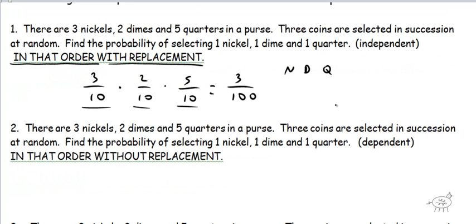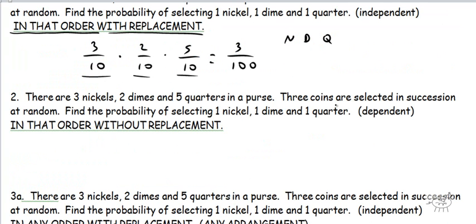Okay? All right, let's look at number 2 here. Same scenario, 3 nickels, 2 dimes, 5 quarters. Same thing, 3 coins are selected at random. Find the probability of selecting a nickel, dime, and quarter in that order. So again, here's the key phrase, in that order, without replacement. Now this one's without replacement. So again, it's a specific order.